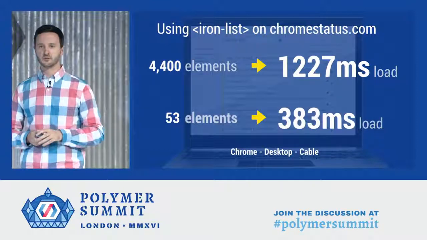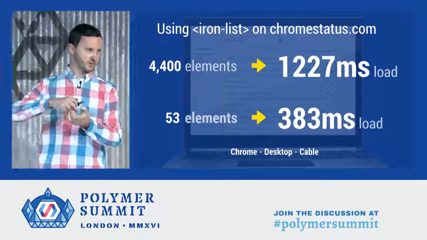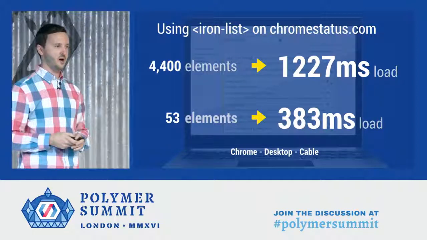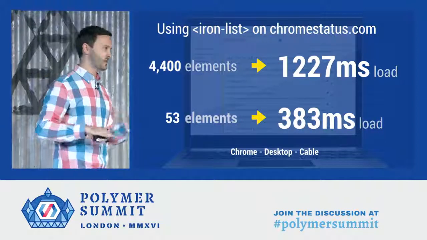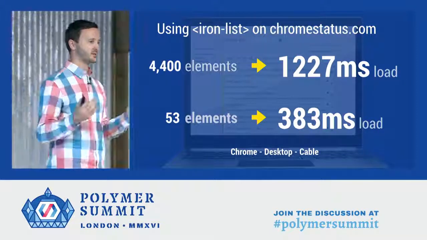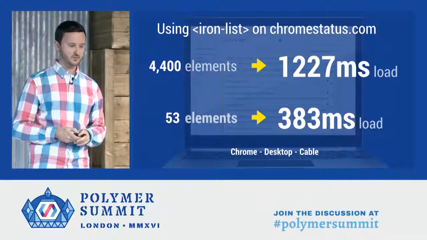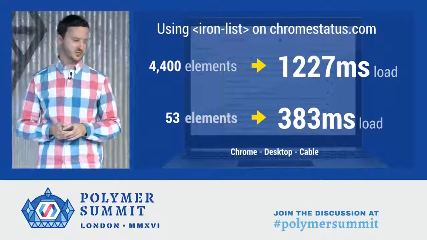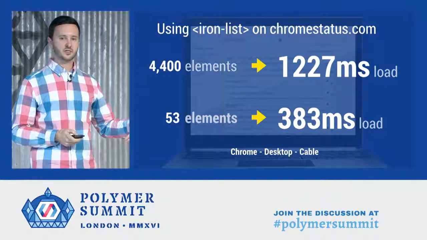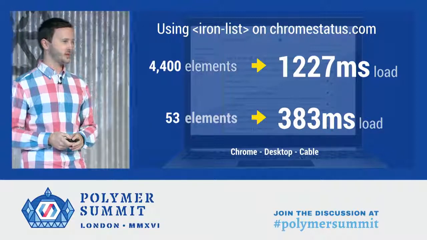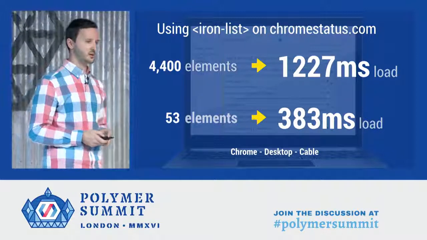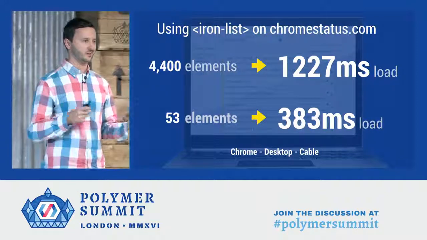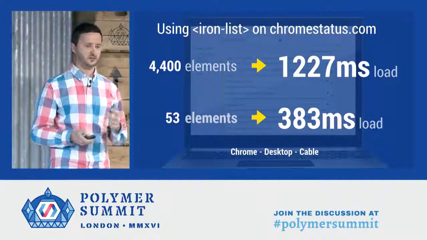Before we introduced iron list into this features page, we were basically just server-side rendering a ton of features. 4,400 elements in the DOM on page load, which is way too much. Modern apps like Gmail and Inbox use less than 1,000. That was about 1.2 seconds, way too slow for an experience like this. When we introduced iron list, it dropped down to about 53 elements on page load. Super good, and of course the load time dropped dramatically as well. So check out iron list if you have anything like a grid or a list for your page. It works really well.